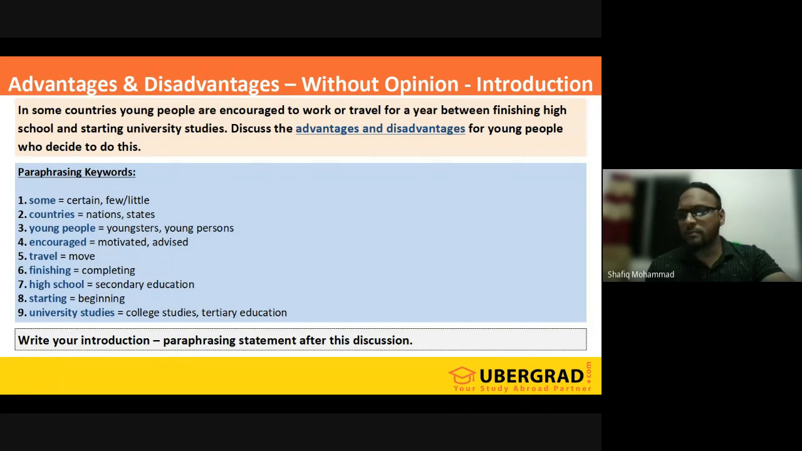Akash Pitroda: It has been noticed that between graduating from high school and beginning university studies, young people are sometimes encouraged to work or travel for a year. This statement has its own rewards and detriments. Detriments, okay. Both merits and demerits. Okay, both merits and demerits are elaborated in the ensuing paragraph.